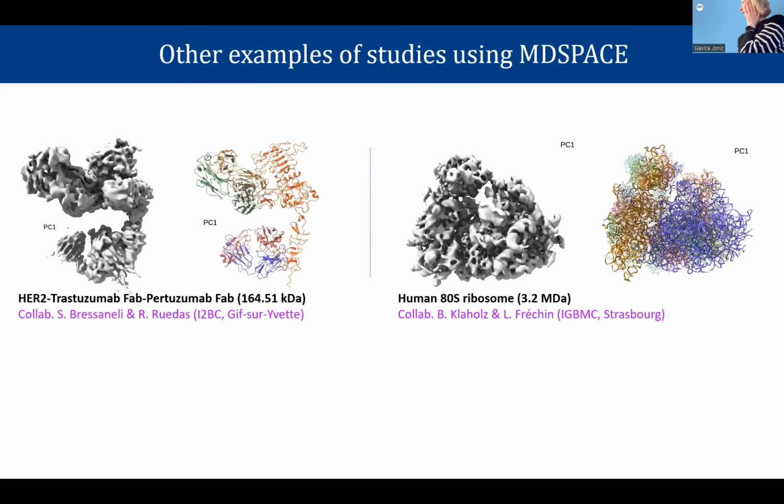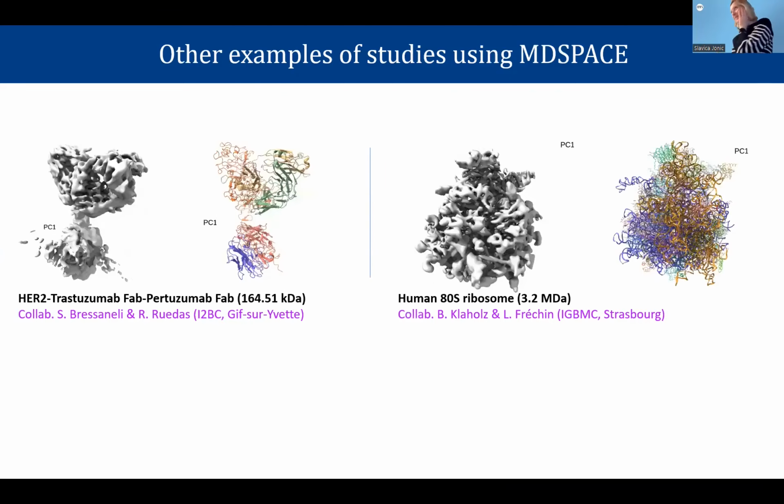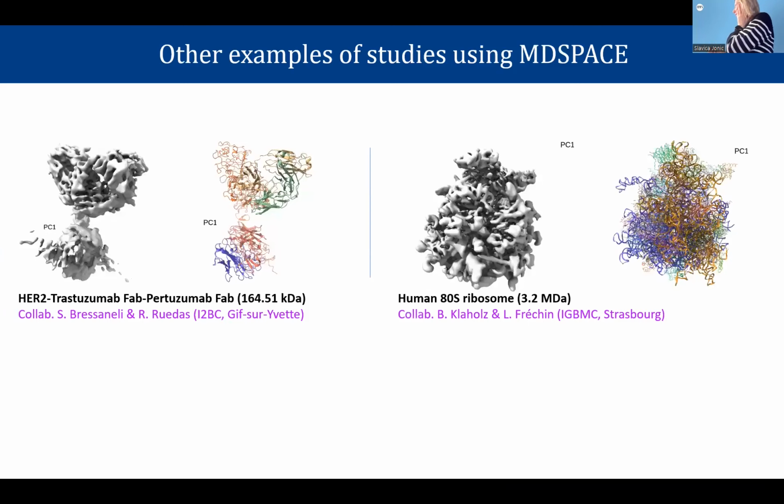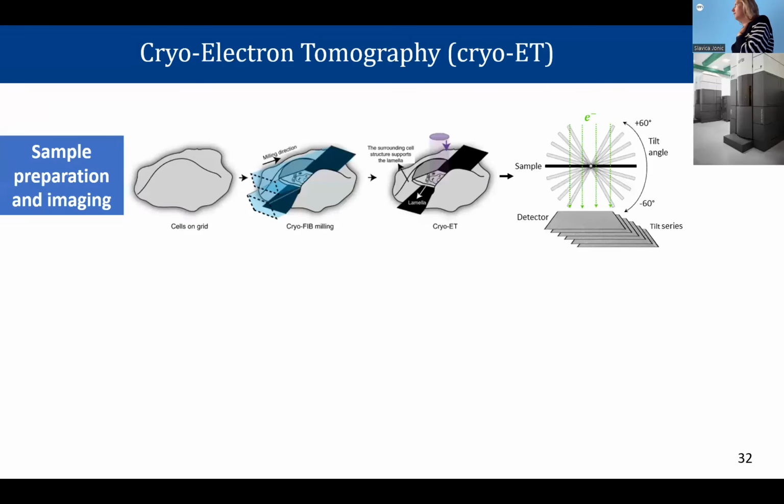Remy also was very productive, so he analyzed many experimental data of many collaborators. And so those are not yet published data. And in brief, this is the first method for analyzing conformational variability in cryo-EM images using this molecular dynamics-based fitting that also obtains conformational space at atomic level, and it was tested with synthetic and experimental data. And then it was also extended to cryo-electron tomography.